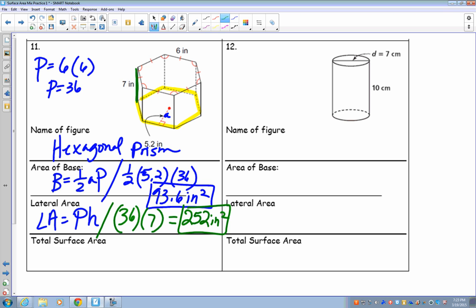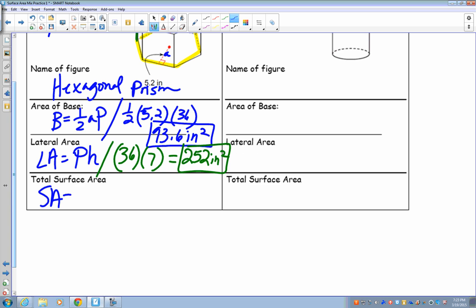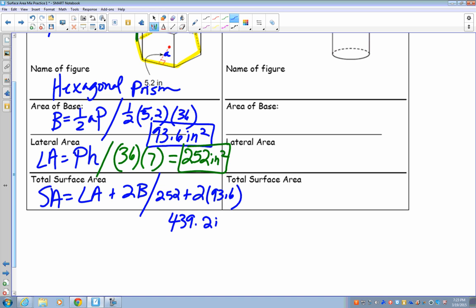And then for our total surface area, same formula: lateral area plus the two bases. We already know the lateral area is 252. Our two bases is going to be 2 times the 93.6. And so our total surface area is 439.2 inches squared.